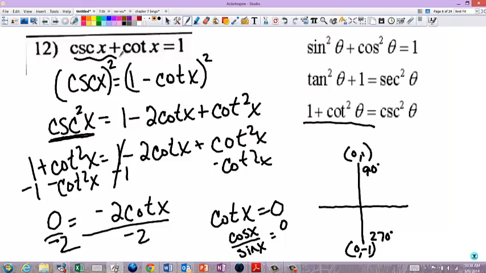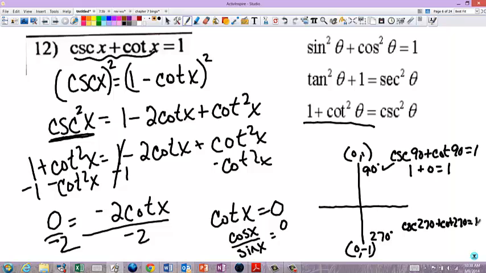If you look at your original degree, it's 1, so only one of my answers is going to work. So I have to fill it back in to my original. Cosecant of 90 plus cotangent of 90 equals 1. Cosecant of 90 is 1, plus 0 equals 1. So this one works. But if I fill this one in, I get negative 1 plus 0 equals 1, which does not work. So this one doesn't work. So my only answer is 90.